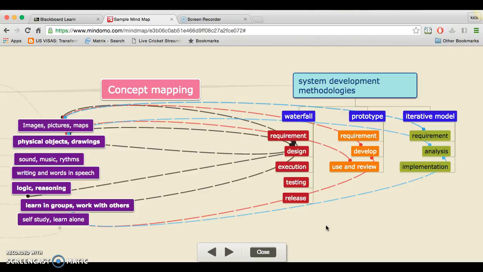And next is the iterative model. So for the waterfall, I have used the relationship between everything with the black color arrows, and for the prototype I used everything with the red color, and when coming to the iterative, I used everything with the blue color. So everything will be clear.